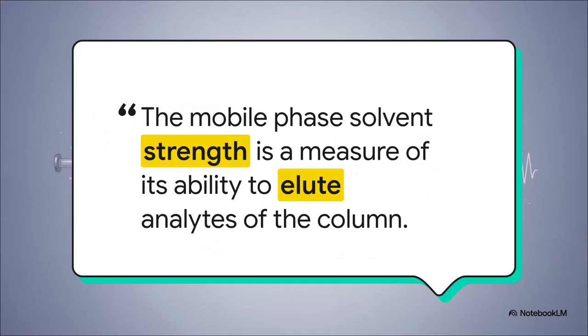So, by tweaking this solvent strength, scientists essentially get to control the speed of our molecular water slide. If a hydrophobic compound is clinging stubbornly to the stationary phase, what do you do? You simply increase the concentration of your organic modifier. This lowers the overall polarity of the mobile phase and washes that stubborn molecule right out of the column.